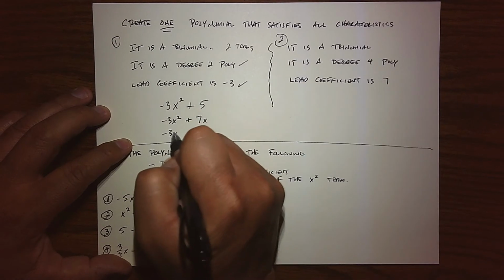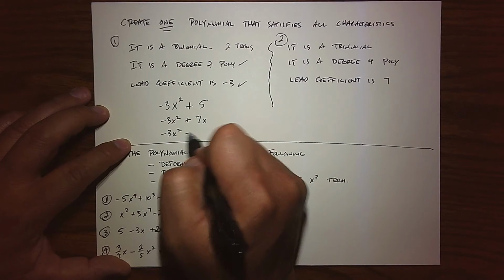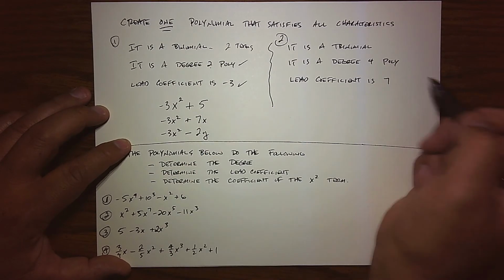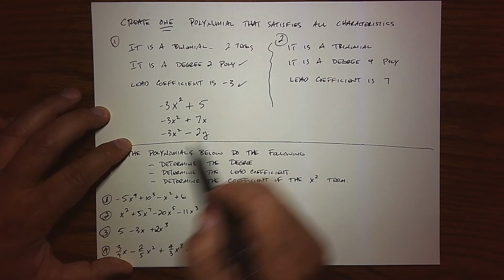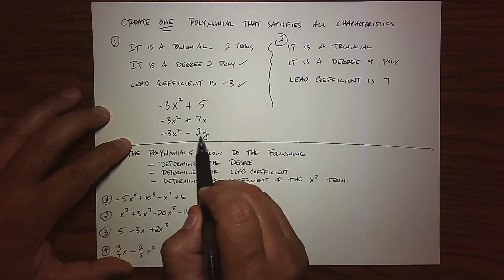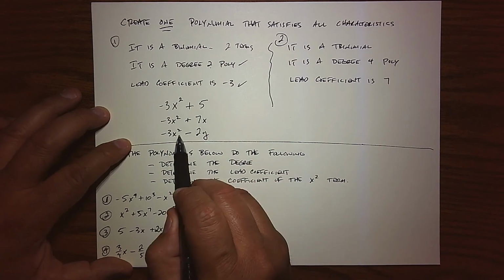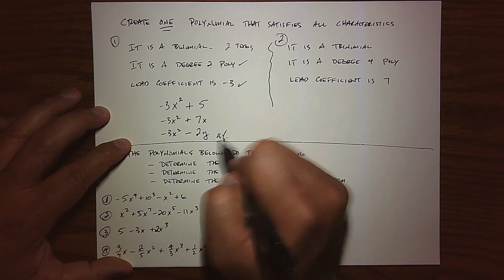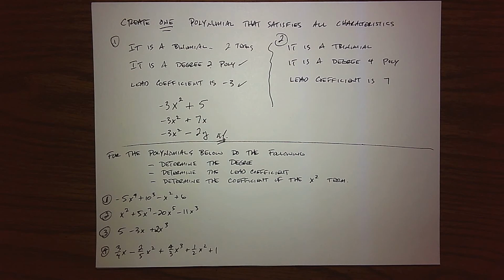I don't even need to use addition. I could have used a subtraction, so maybe we subtract something like 2y. And again, we have a binomial of degree 2, highest degree, with a leading coefficient of -3. So there's actually an infinite number. You're probably sitting at home watching this, and you can probably come up with more. There's an endless amount.